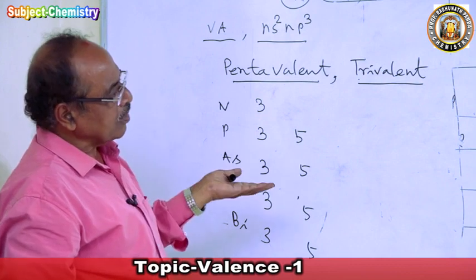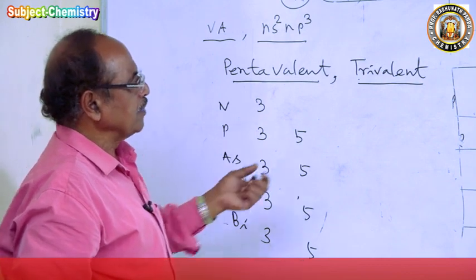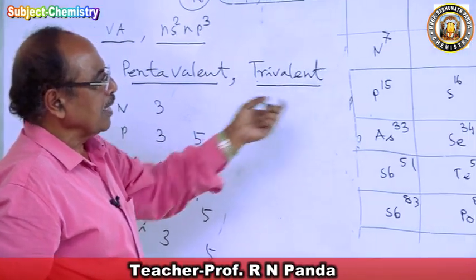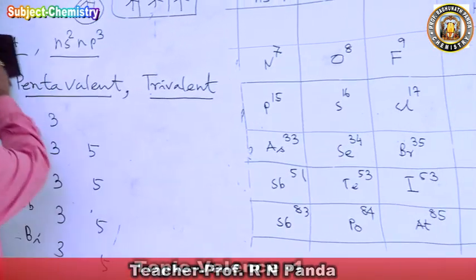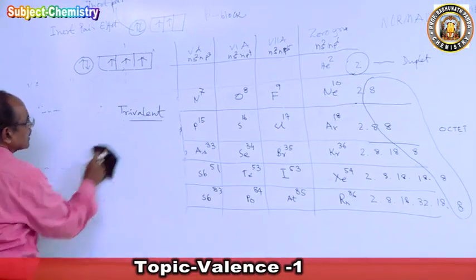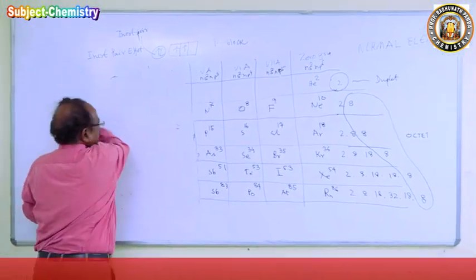These elements can lose 5 electrons and take part in chemical combination, and gain 3 electrons and take part in chemical combination. So all these are normal elements, and they exhibit normal valency states.